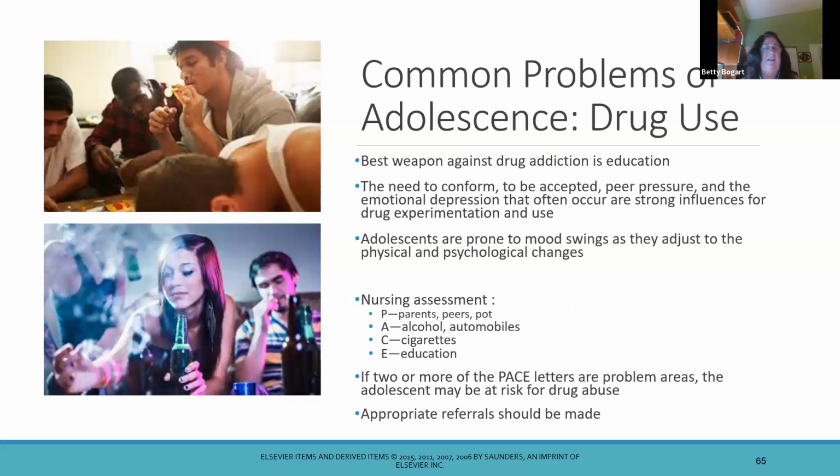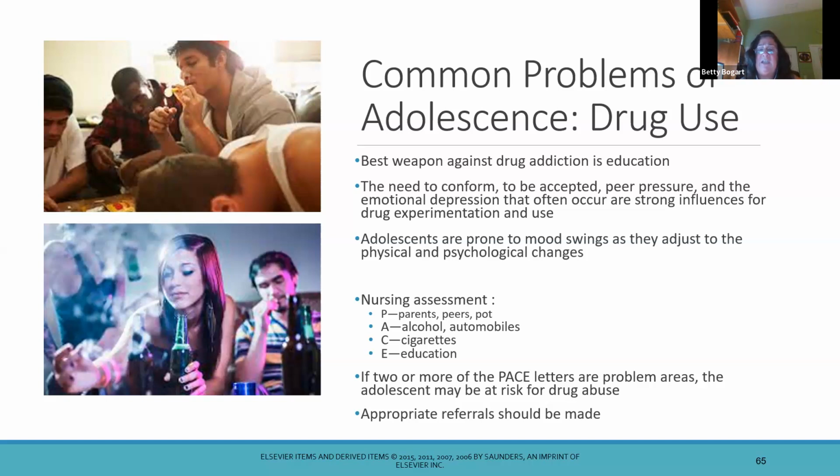Drug use, kids like to experiment and, peer pressure. Today we have all of these DARE programs to keep kids off drugs at school age, but they are going to experiment. It's what they do, whether it's cigarettes.